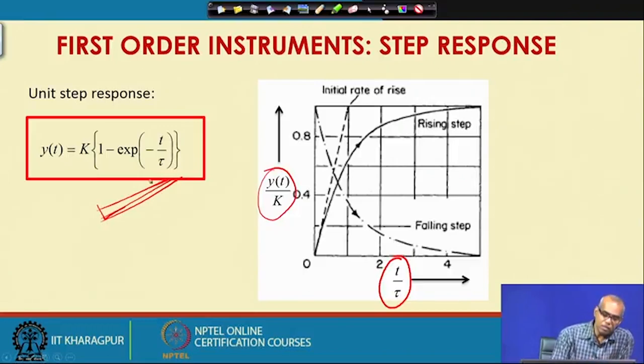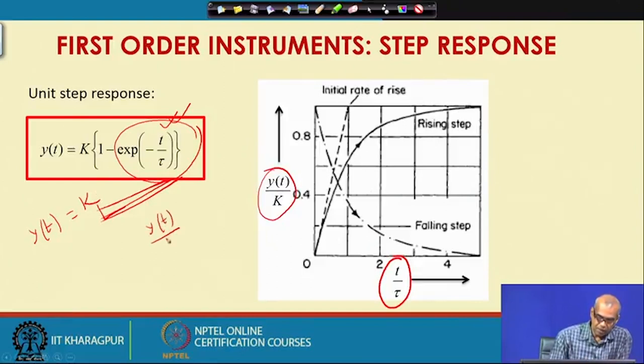What will be the ultimate or the final response? That can be obtained for very large t. So, let us put t equal to infinity. If I do that, these terms become 0. So, the final response becomes k for unit step input. So, y t by k becomes the dimensionless measure of the input. Similarly, t by tau is the dimensionless time, because tau is the time constant.